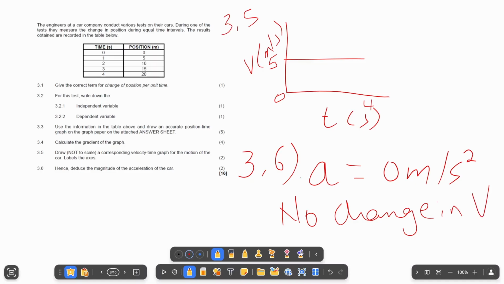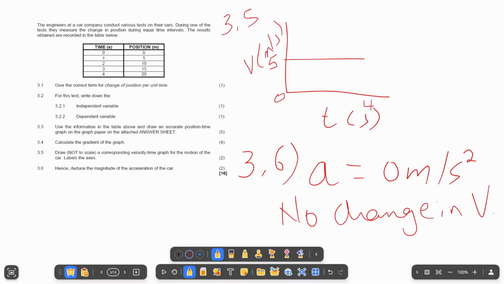No change in v, which is velocity. That is the reason why we say our acceleration becomes 0, or 0 meters per second squared. Now let's move to the next question.